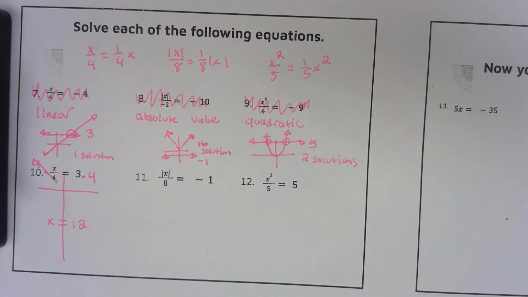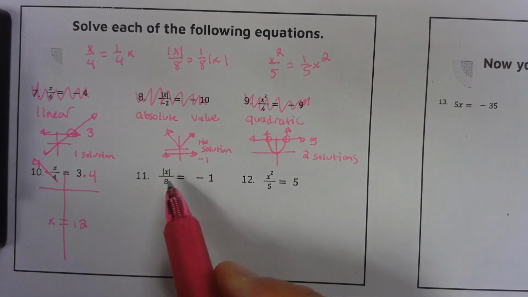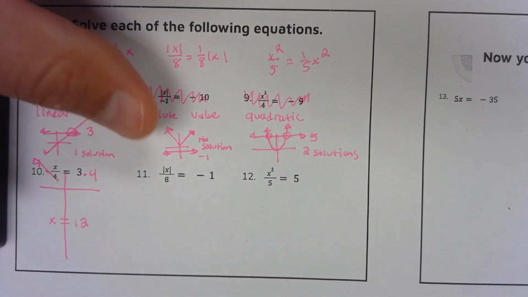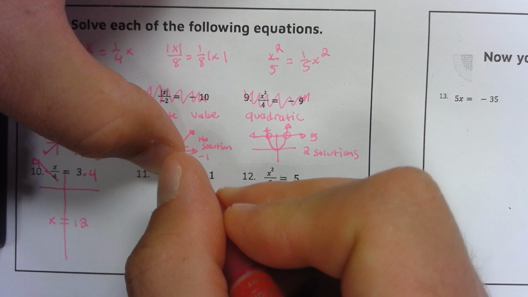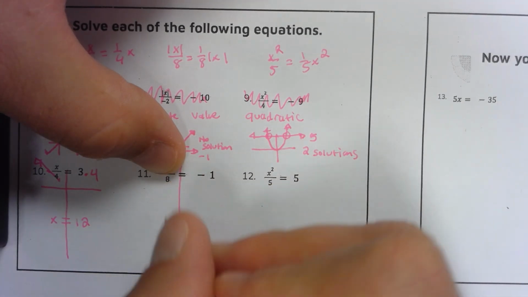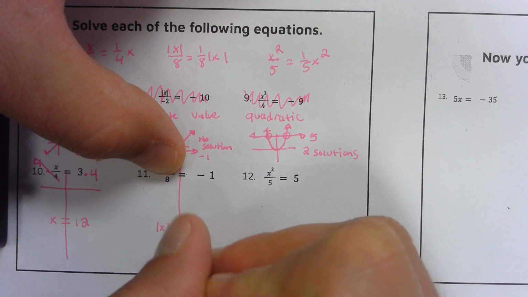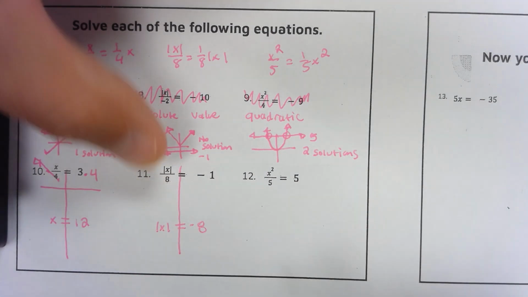Number 11, absolute value of x divided by 8. Again, I can think about what does that need to equal, kind of like the opener. What number divided by 8 is -1? And that would be -8. So I need the absolute value of x to equal -8.